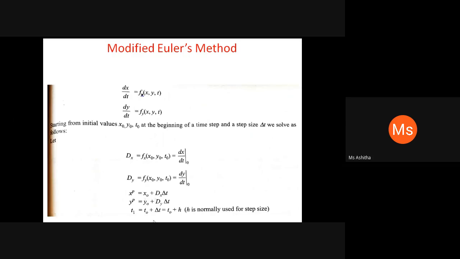So for my first iteration, x1 is equal to the initial value x naught, plus I have two new values. One is based on the initial value, the other is for the predicted value. So I'll take the average of those two: dx plus dxp divided by 2 into delta t. Similarly, for the first iteration of y, y1 is equal to y naught plus dy plus dyp.